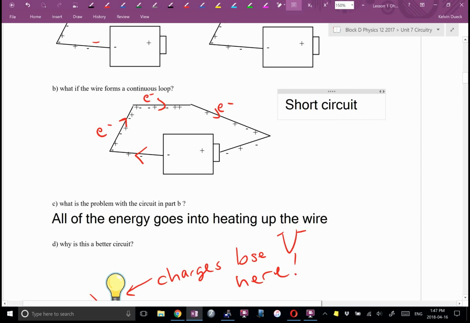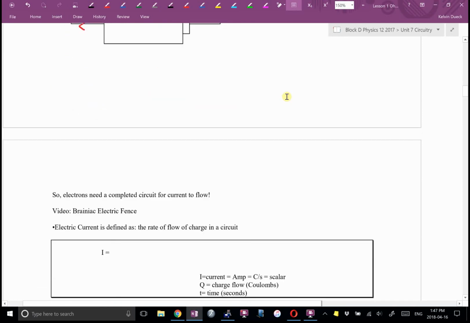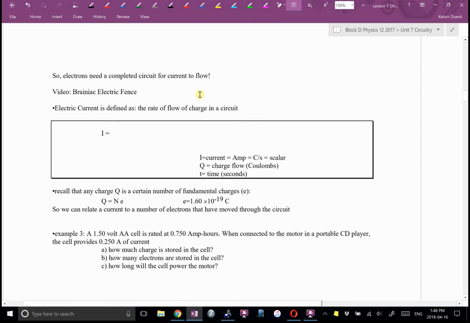It's a short circuit. Short circuit is when you have a voltage source connected directly to itself and there's no energy bleeder in between there. Then the energy is going to go into heating up the wires. Your stove elements are a controlled short circuit. They're designed to get hot, but it's a controlled short circuit. Nothing spectacular there. Electrons need a completed circuit for current to flow.